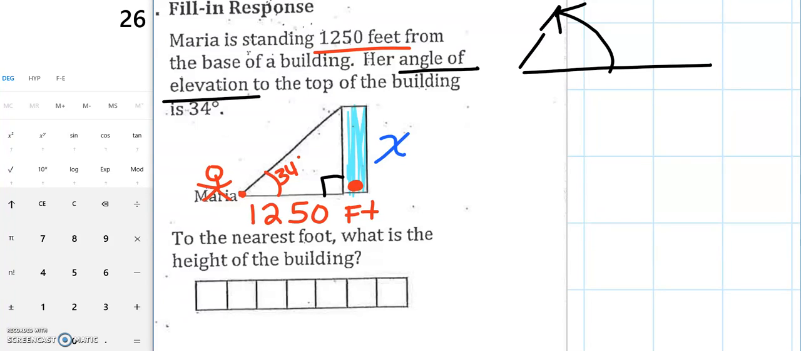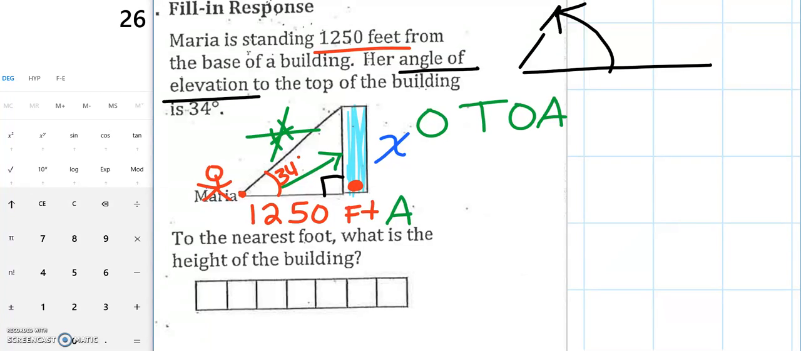I have from 34 degrees, the opposite, which is what I'm looking for. The adjacent is the value that I have, the 1250. And the hypotenuse, I don't have that. So I'm not going to use h. O and A means I'm using tan, TOA.